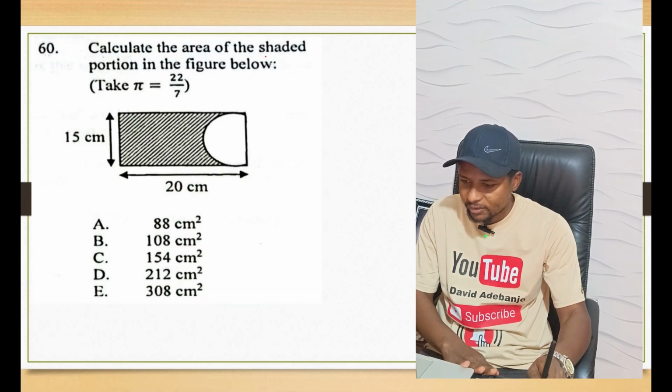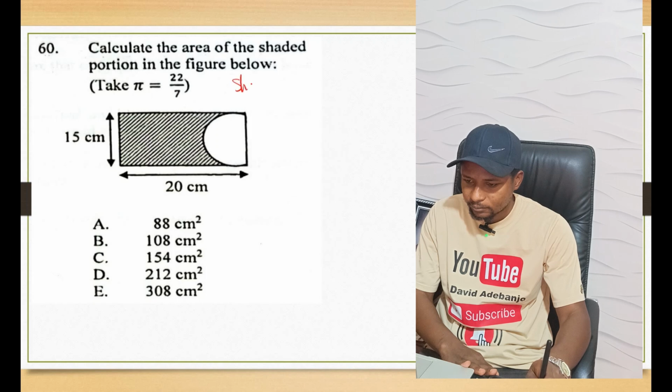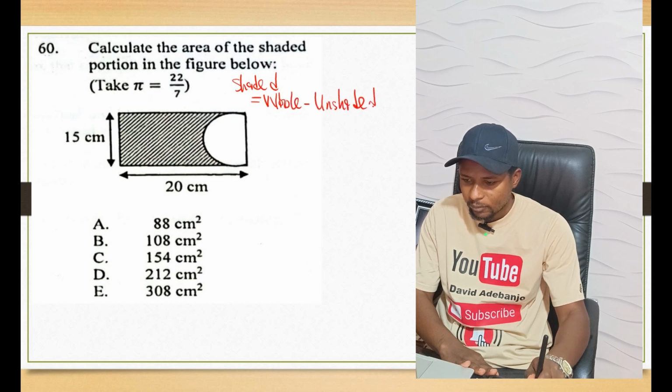Alright, the last number, question 60. Calculate the area of the shaded portion. To find the shaded, we're going to do the whole shape minus unshaded. And if you look at the whole shape, it is a rectangle, while the unshaded is a semicircle.